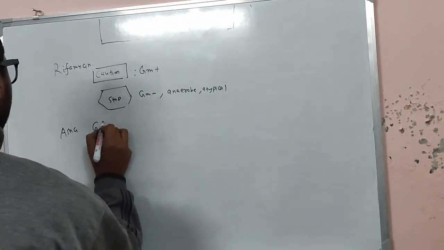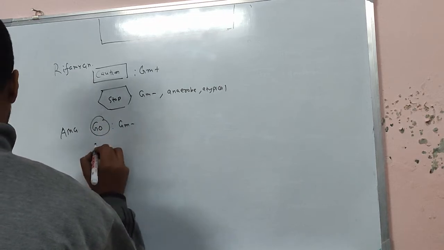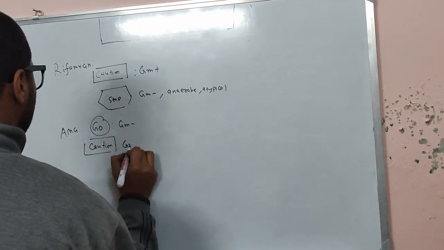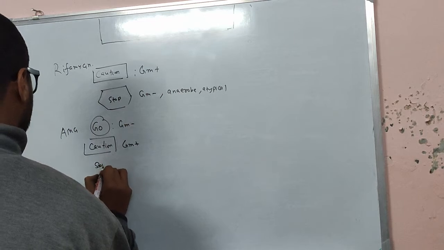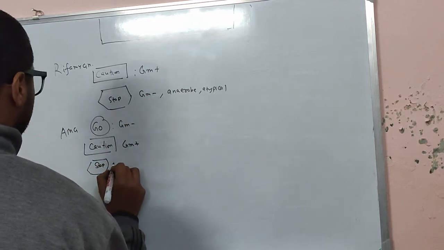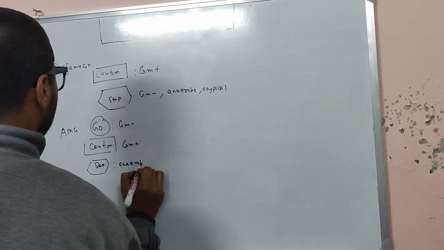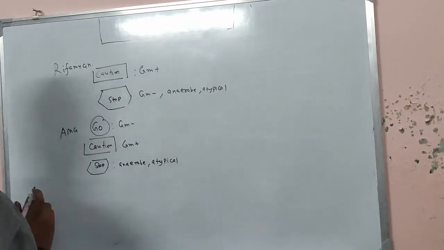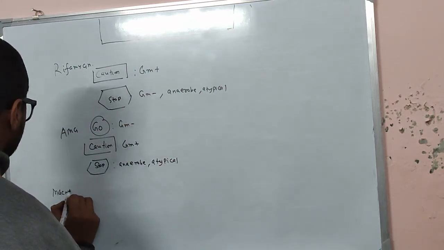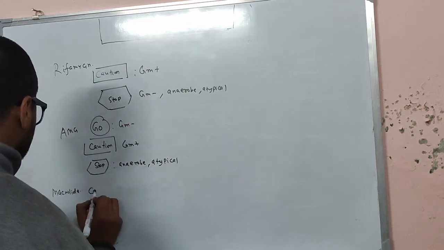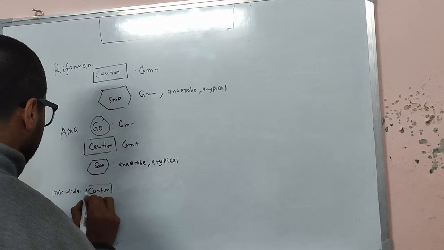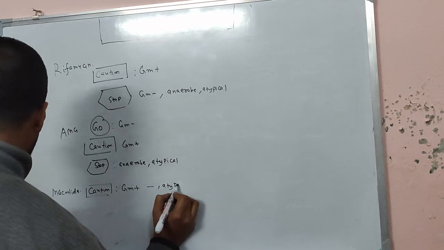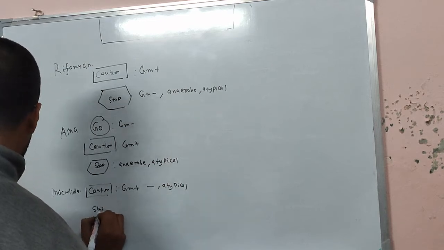Aminoglycosides, it is fully effective against gram negative, somewhat effective against gram positive, and not at all effective against anaerobes and atypical. And regarding macrolides, it is somewhat effective against gram-positive, negative, atypical, and not at all effective against anaerobes.